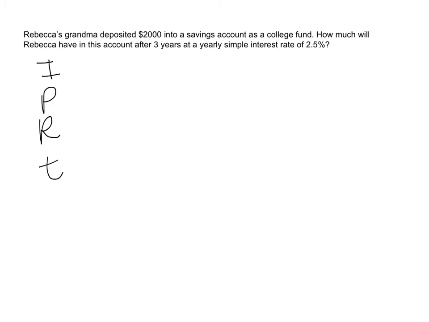Okay, after reading the question, it says Rebecca's grandma deposited $2,000 into a savings account as a college fund. How much will Rebecca have in this account after 3 years at a yearly simple interest rate of 2.5%? Well, I know that my principal is $2,000. That's how much was invested. They tell me 3 years, which represents my time. And I have my rate of 2.5%.